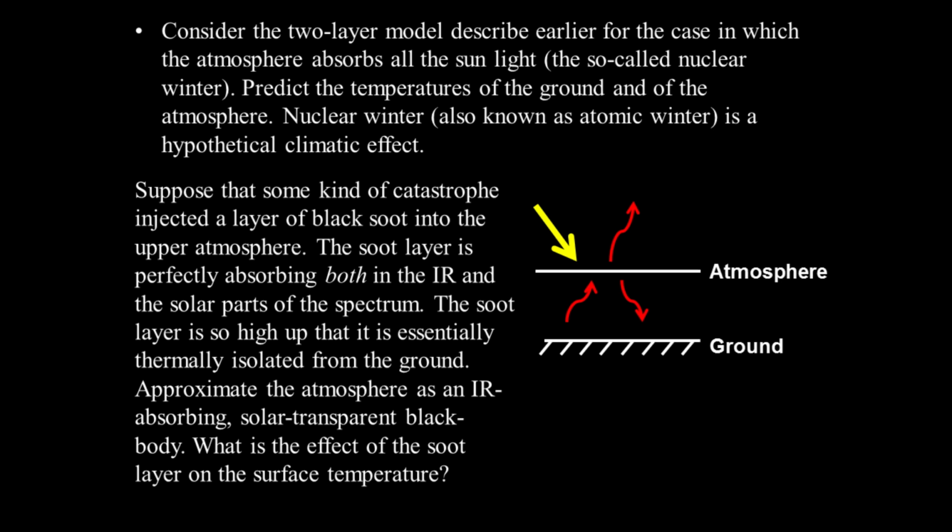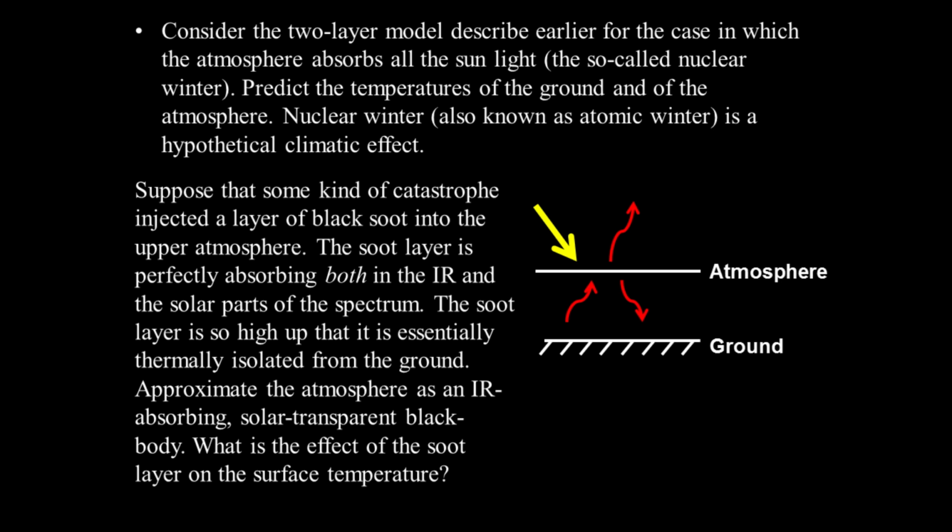Consider the two-layer model described earlier for the case in which the atmosphere absorbs all the sunlight, or the so-called nuclear winter. Predict the temperatures of the ground and of the atmosphere. Nuclear winter, also known as atomic winter, is a hypothetical climatic effect.